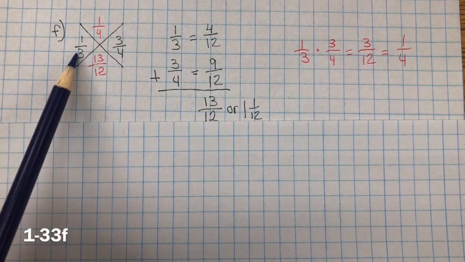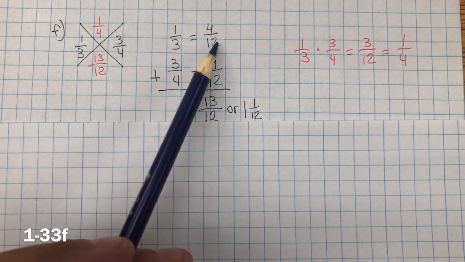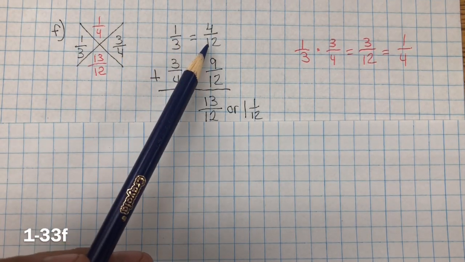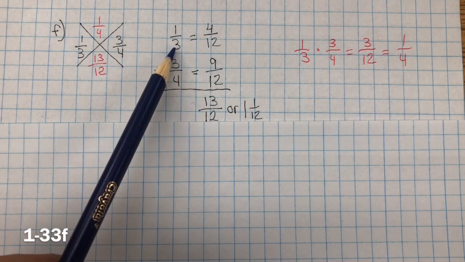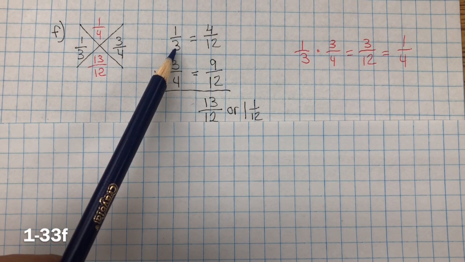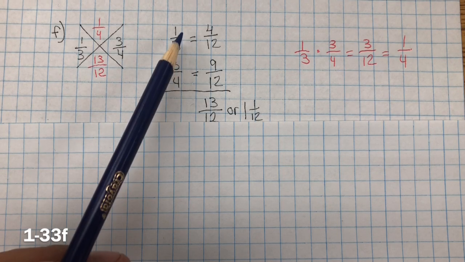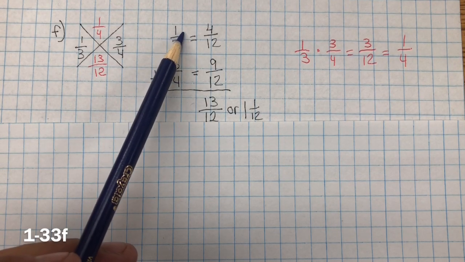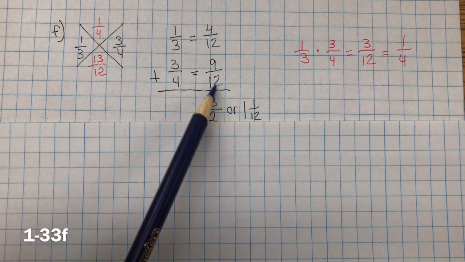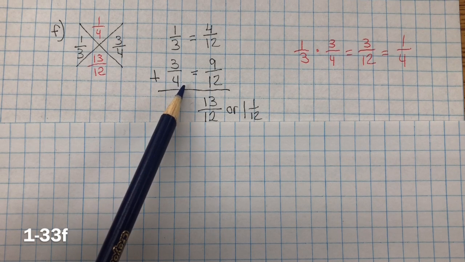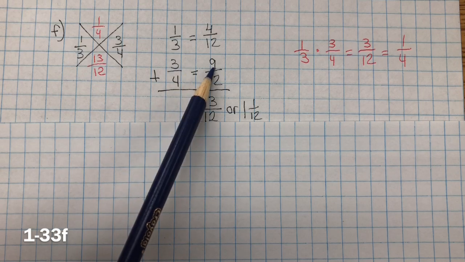For F, 1/3 plus 3/4, we don't have a common denominator, so you have to find a common denominator. The common denominator for 3 and 4 is 12, and we multiplied 3 by 4 to get 12. So if you multiply the denominator by 4, you multiply the numerator by 4. 1 multiplied by 4 is 4. What did we multiply 4 by to get to 12? 3. So 4 multiplied by 3 is 12. Now we multiply the numerator by 3. 3 multiplied by 3 is 9.